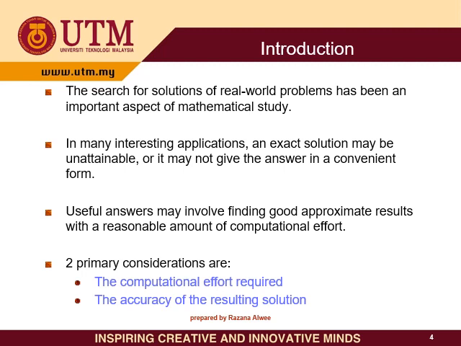Now we're going to look at approximate results with a reasonable amount of computational effort. Two primary considerations: the computational effort required and the accuracy of the resulting solutions. Before this, in our previous chapters, we were dealing with direct results. Now, in numerical method, sometimes there are complex things that we cannot find direct answers for, so we need to find an approximate result that is good. Okay, that is what we're going to learn in chapter 5.